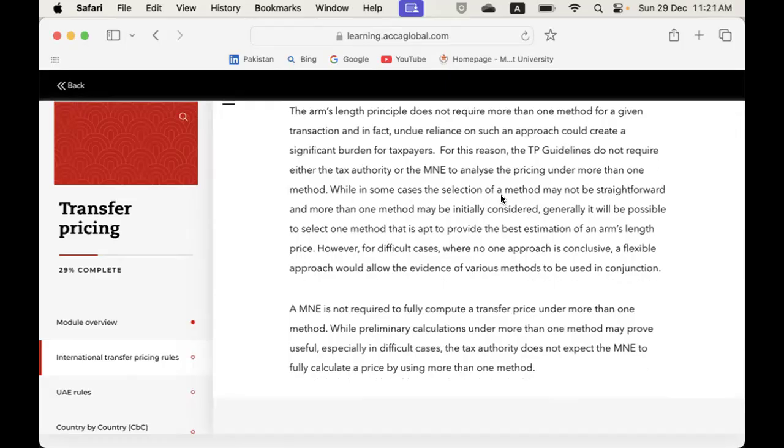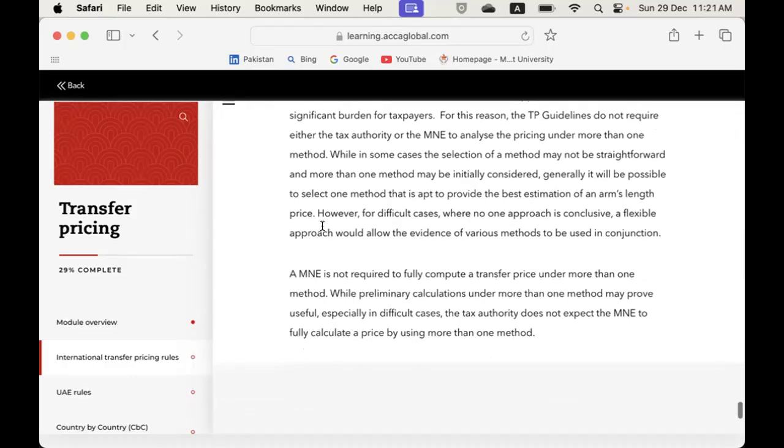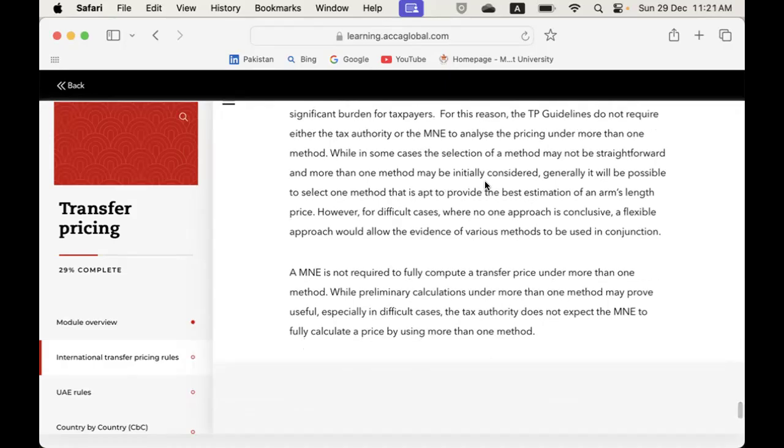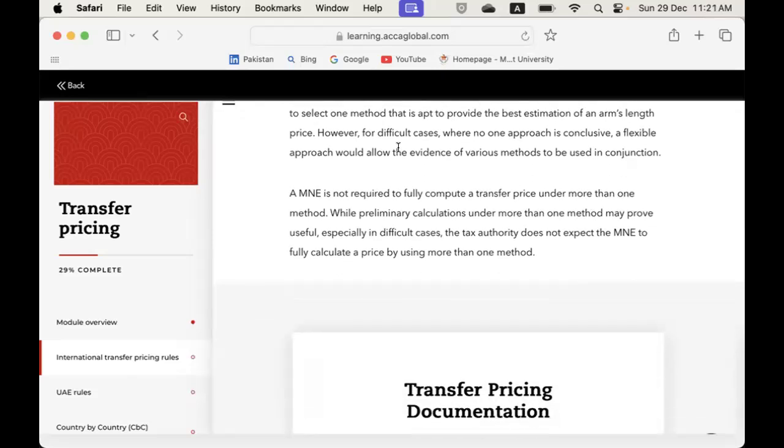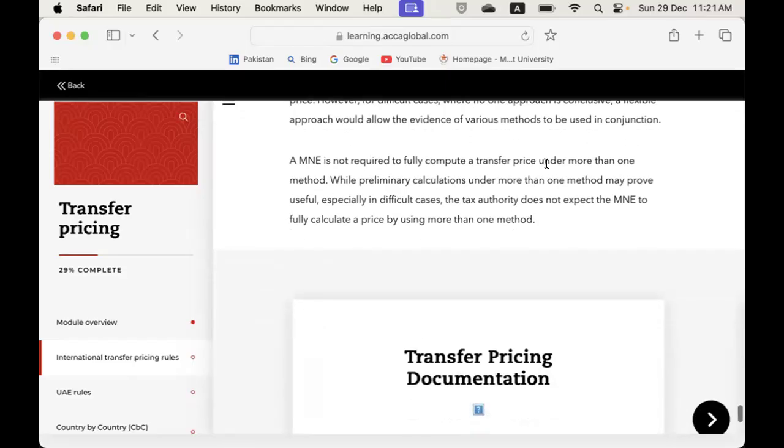While in some cases the selection of a method may not be straightforward and more than one method may be initially considered, generally it will be possible to select one method that is apt to provide the best estimation of the transaction. However, for difficult cases where no one approach is conclusive, a flexible approach would allow the evidence of various methods to be used in conjunction. It depends on the case, to be quite honest. If there is a complex scenario, we may have to resort to more than one method, but transfer pricing guidelines do not require multiple methods being applied.